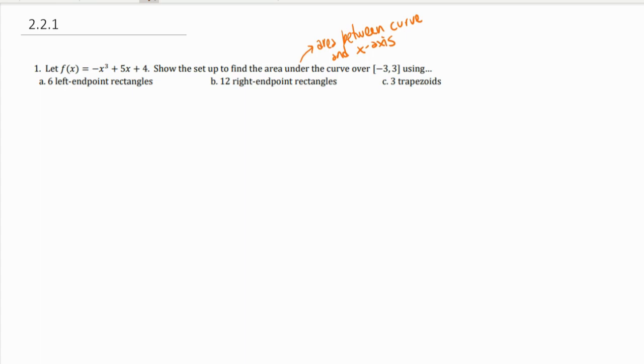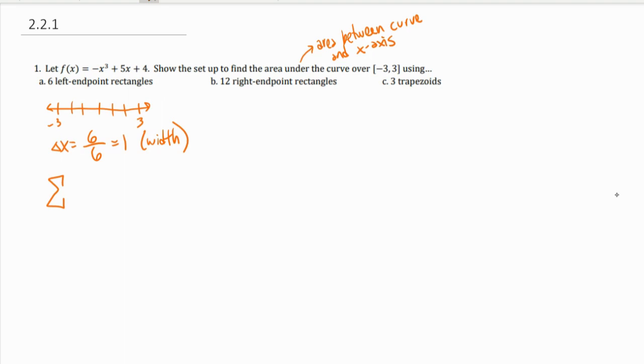What I do is I kind of set up a number line. And I say, okay, from -3 to 3. Okay. Now I am using 6 left endpoint rectangles. So if I split this into sixths, what is the width of each rectangle? So -3 to 3, that's a total distance of 6. And I'm splitting that into 6 rectangles. So my delta x, aka my width, is 1.